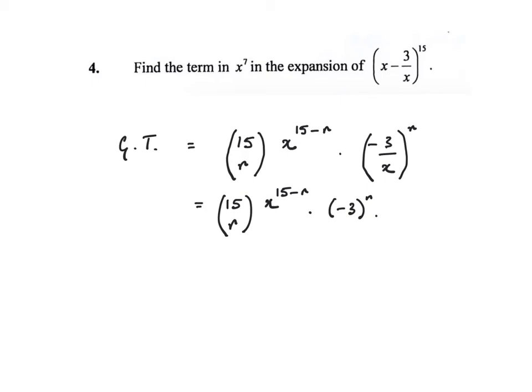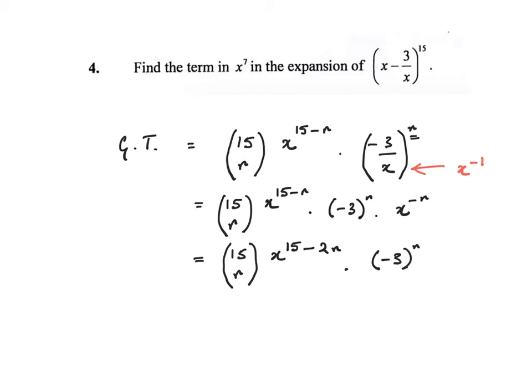Now what we have here, that's an x on the bottom line, that's x to the power of minus. So it's x to the power of 1 where it is just now, but when it comes up onto the top line it's x to the power of minus 1, and it's x to the power of minus 1 all to the power of r, so it's x to the power of minus r. We've got 15 choose r, and that's x to the power of 15 minus 2r times minus 3 to the power of r.